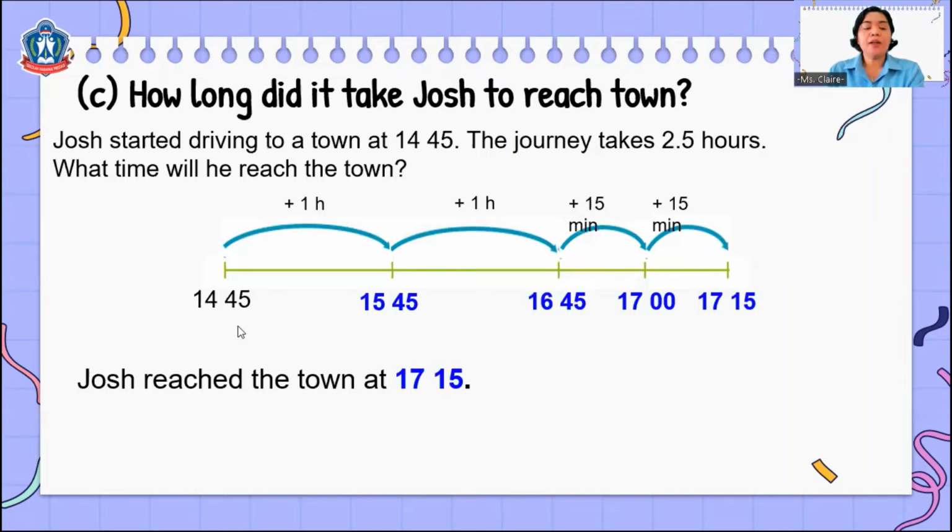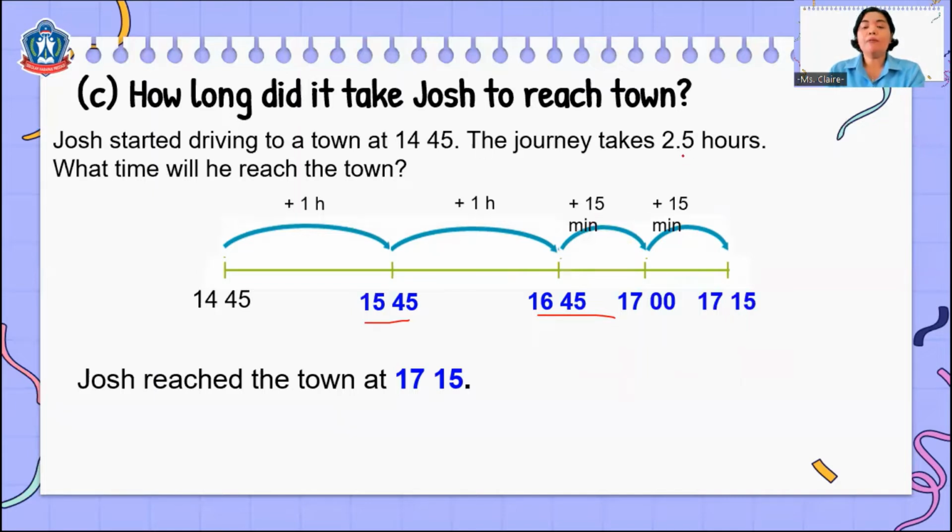Okay, so 14:45, we add 1 hour. Remember we have 2.5 hours. So we add 1 hour to 14:45 to get 15:45. Next, we add another hour, which is 16:45. Now, we add 15 minutes to 16:45 to make a complete hour. Then we add another 15 minutes, and that is 17:15.